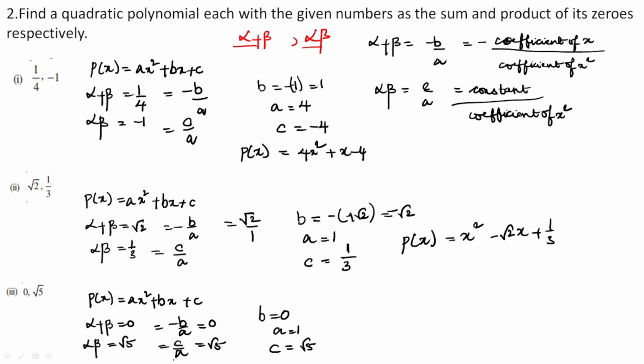If c by a has to be equal to root 5, then a should definitely be equal to 1. That is why a is going to be 1 in this case. As b is 0, there will be no term with the variable x, and the constant is root 5. So x square plus root 5 is the polynomial expression.